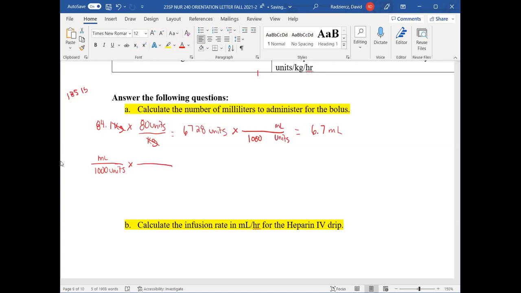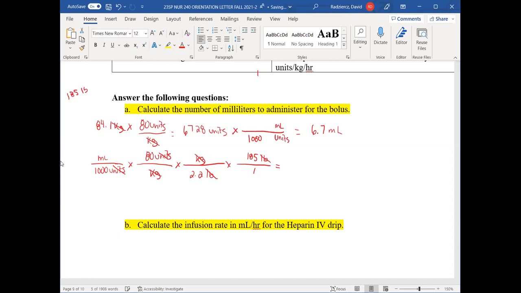Okay. But instead of writing out the value here, you're just going to have your 80 units per kilogram, and then pounds, and then the patient's weight, 185. And what's going to happen is you're going to come up with the same answer. You just arrange the question differently.